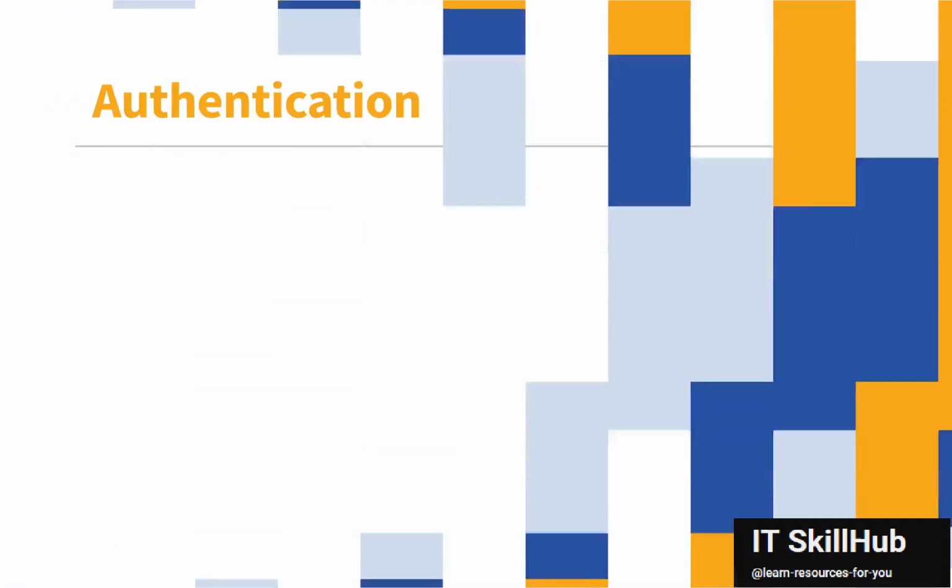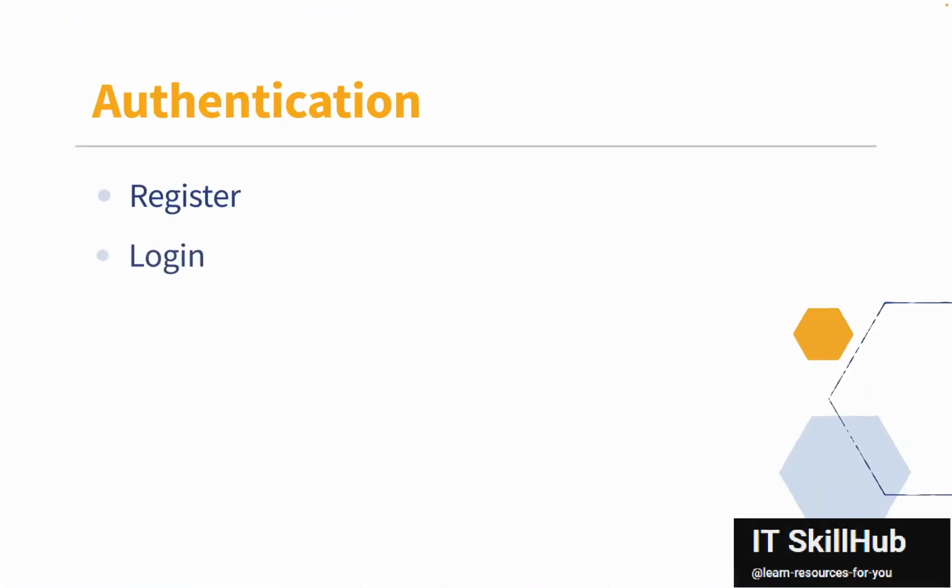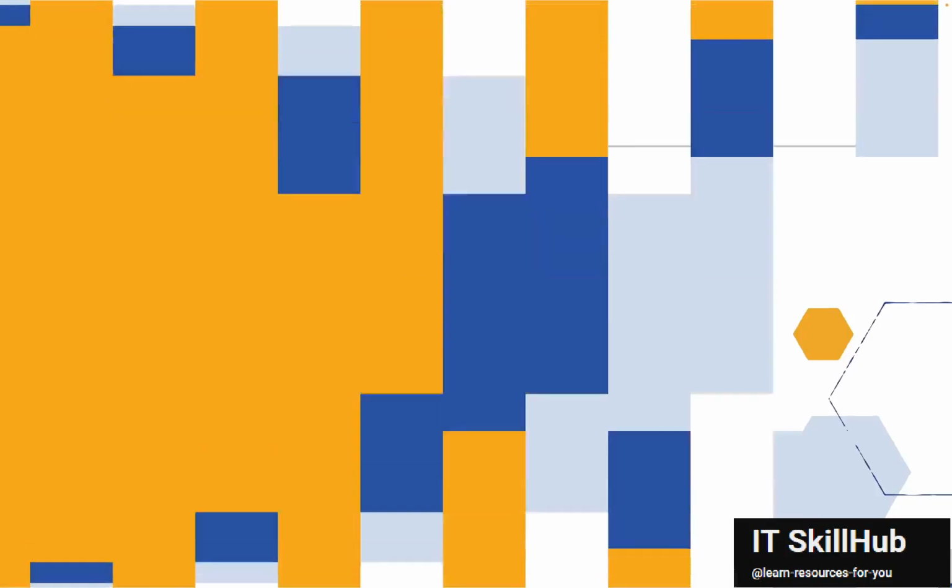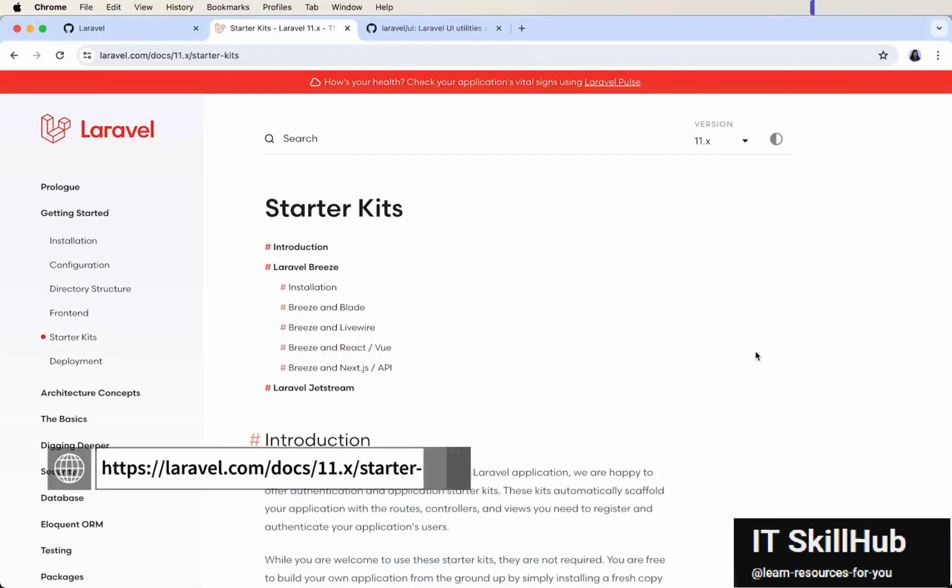Now the first thing to implement in our project is authentication. Register, login, logout, password reset, all of these are part of authentication. It will take us a long time to build these manually. Luckily, Laravel has a few starter kits to make this very simple and quick.